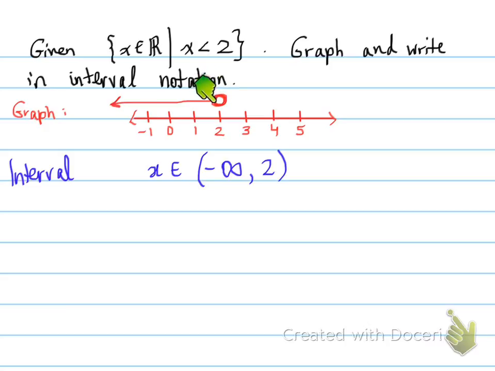Round bracket at 2 because it gets really, really close to 2. Let's say 1.99999999999, but not exactly 2. So that's what this open circle means there. See an open circle, you have an open bracket, a rounded bracket.